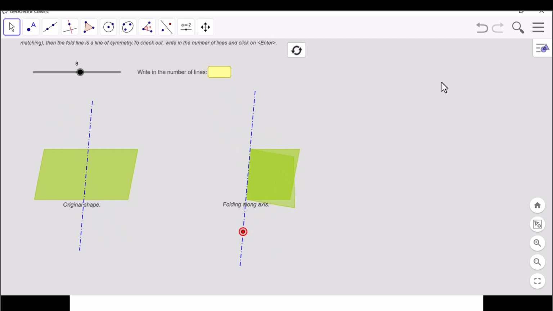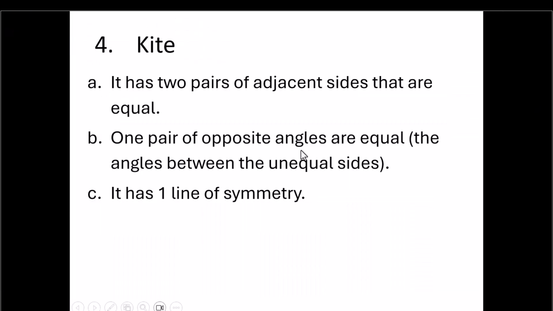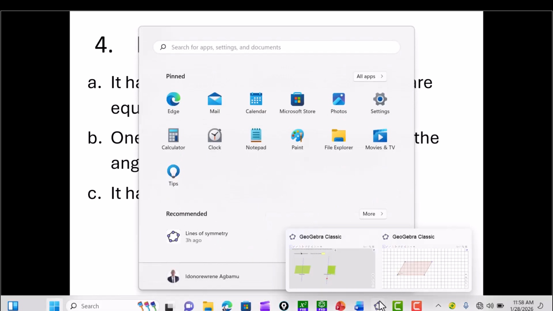Take note of this. Then for kites, we say one pair of opposite angles are equal, then it has one line of symmetry. So the angles between the unequal sides, those are the angles that are equal. The angles between the unequal sides. So let me show you what I mean by this in this applet.